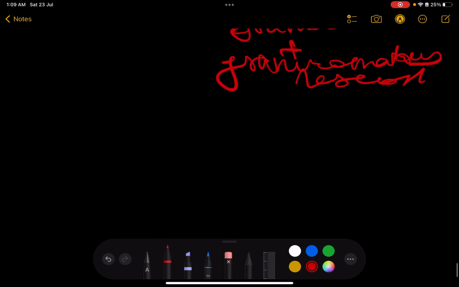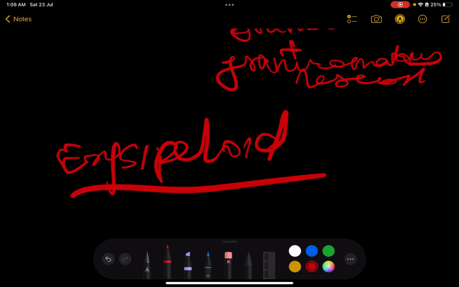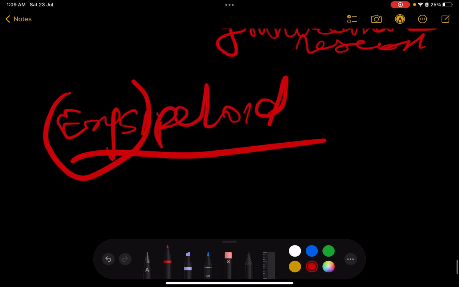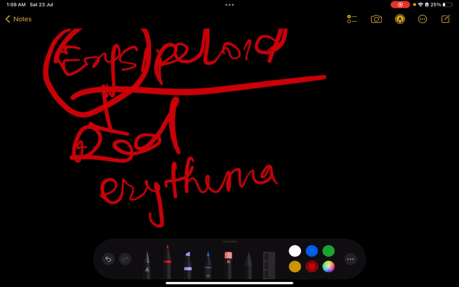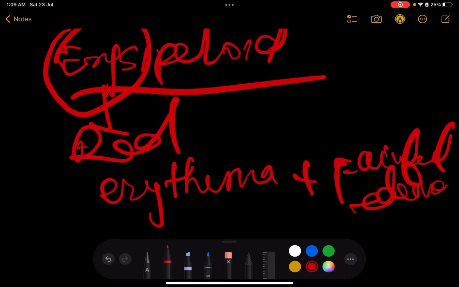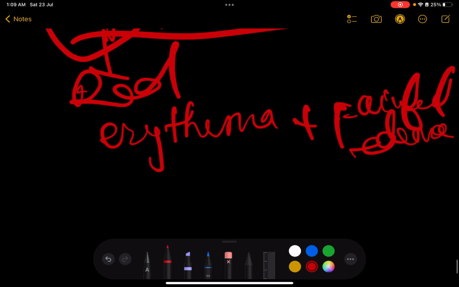Now next we have erysipeloid. What is erysipeloid? It has nothing to do with erysipelas. Erysipeloid is again red. It's an erythema, painful, and there's also edema. Obviously very similar to erysipelas.